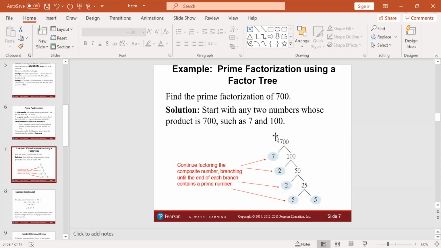So you can see they broke down 700 in a similar manner. 700, they said, is 7 times 100. 7 is prime, so anytime you get to a prime number, that's like a terminal node. It's a stopping point for that. But 100 can be broken down, 50 can be broken down, 25 could be broken down.